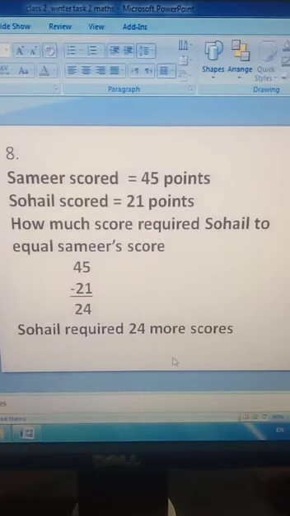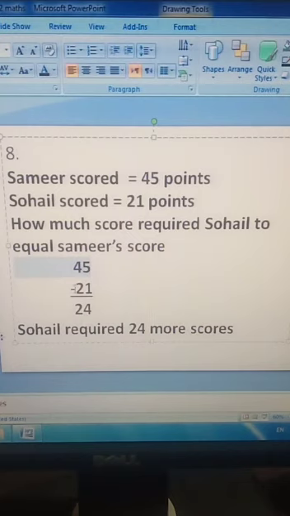Students, come on, last question 8. In a dot game, Samir has scored 45 points. Then Suhail has scored 21 points. How much more should Suhail score to equal Samir's score? It means how much score does Suhail need to become equal to Samir. So we will subtract Suhail's score from Samir's score. Here we will write down 45, subtract 21. 5 minus 1, this will be 4, and 4 minus 2, this will be 2. So Suhail requires 24 more points, then he will become equal to Samir.